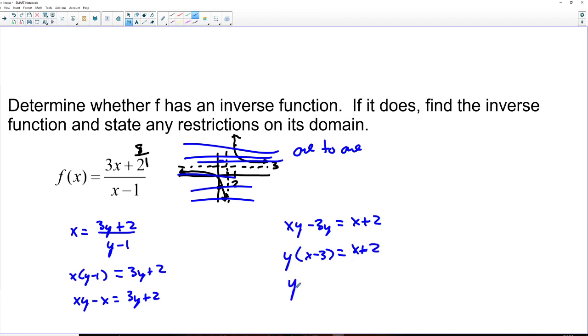All right, let's divide by x minus 3. And so y is equal to this right there. f inverse of x is equal to x plus 2 over x minus 3. And we got it. I think that's it. Yep, that's it.